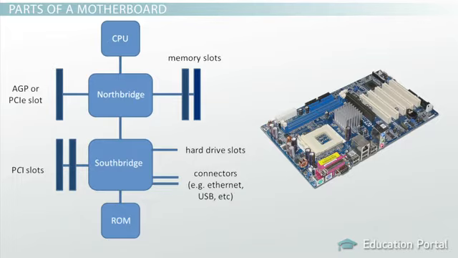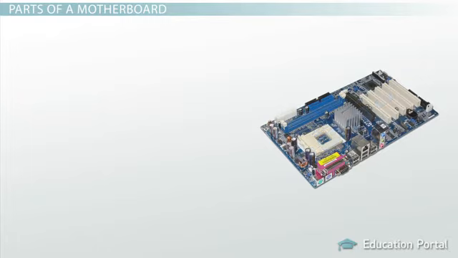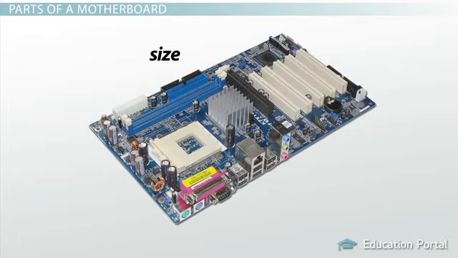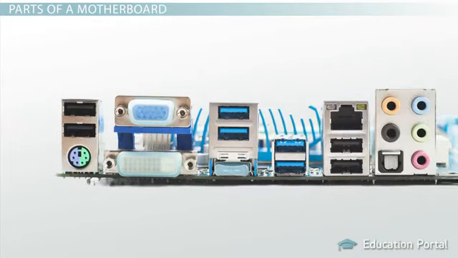Once they have determined the best design, then they have to figure out the best way to get all the parts and their connections onto a small board. They have to consider size, heat, distances, circuitry, cables, and so on. That's why it can be hard to see how the diagram and the photograph of the motherboard relate to each other. One thing to remember about motherboards is that they continue to change very quickly.